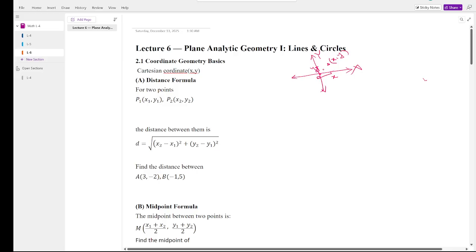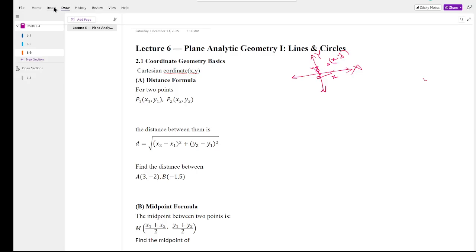Now we are talking about the distance formula. For example, we use a scale here.